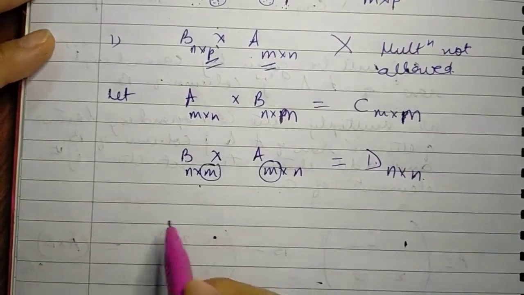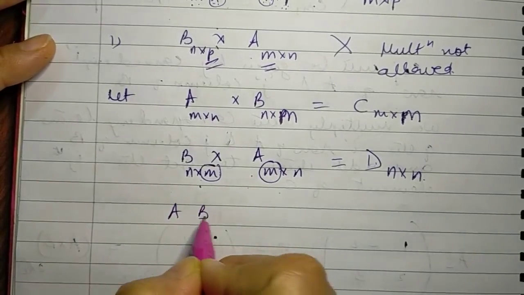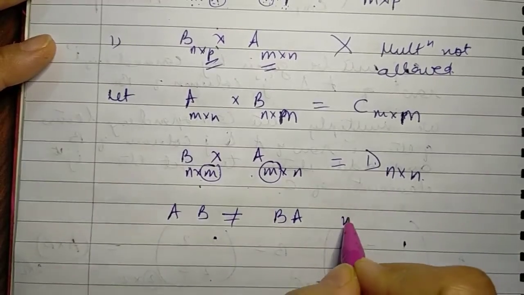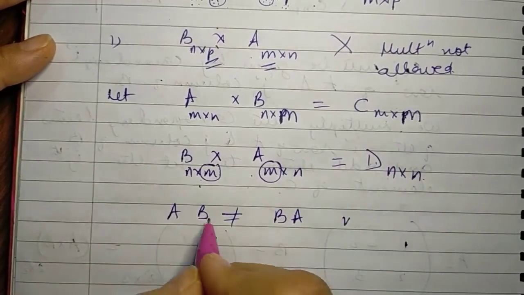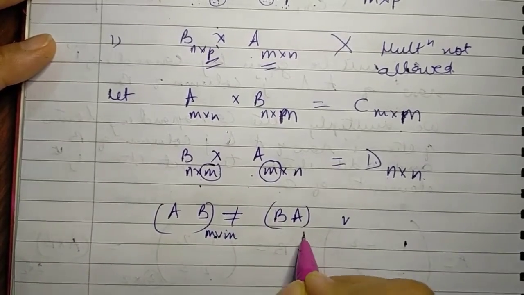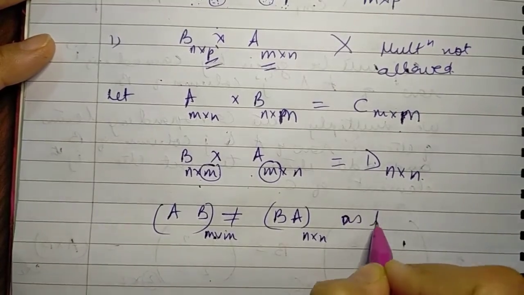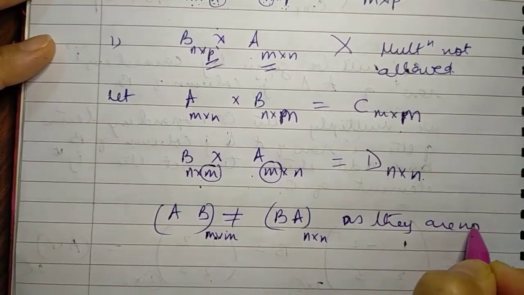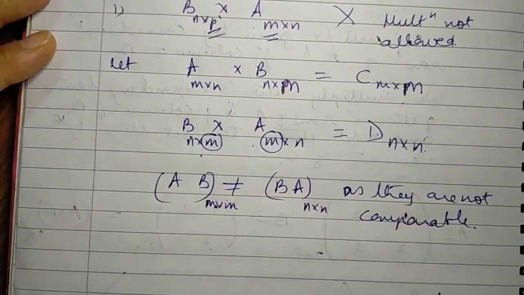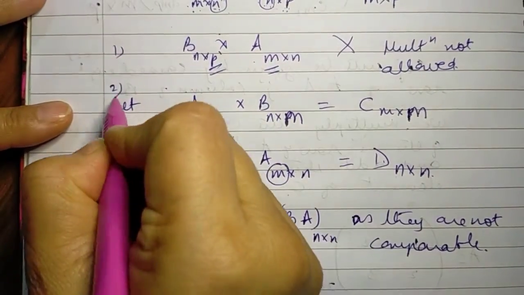So even though both AB and BA are defined, still AB is not equal to BA because they are not even comparable. They are of different orders. AB is of order m by m, whereas BA is of order n by n. So as they are not comparable, we can't even check them for equality. This is the second case.